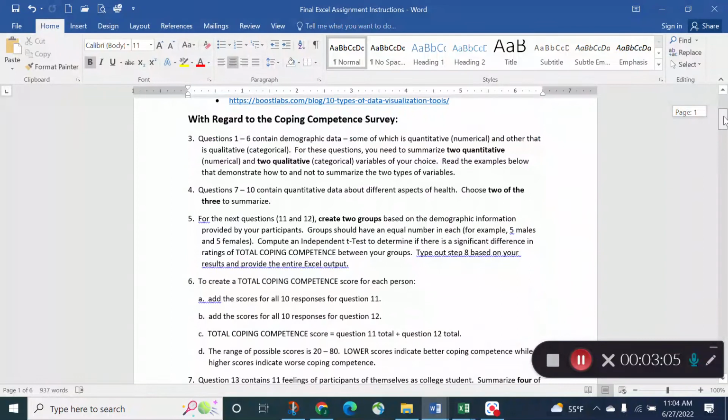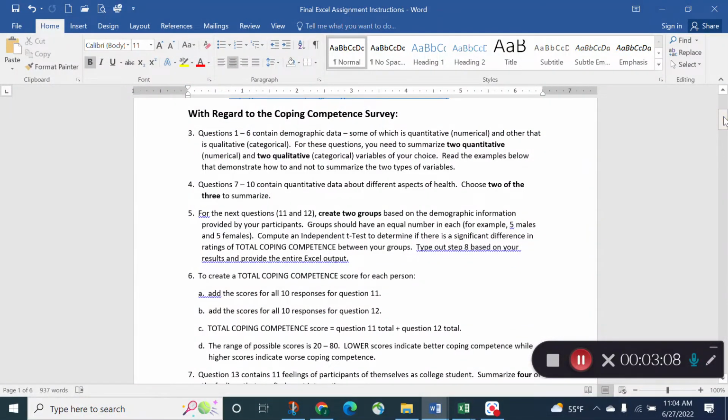With regard to the survey, hopefully you've watched the video where I showed the survey and talked about the parts of it. Remember, the first 6 questions were demographic information. 3 were quantitative, 3 were qualitative. For the purposes of this analysis, you're going to take 2 of those that are quantitative and summarize them, and 2 of those that are qualitative. So 2 quantitative, 2 qualitative that you're going to summarize. The other 2 you just leave out.